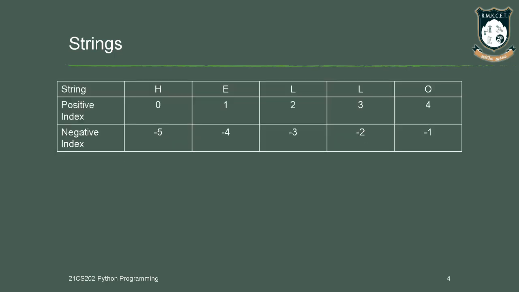Now we shall see how the indexing is done in a string. Here we have positive indexing as well as negative indexing, right? We have taken a string with 5 characters, HELLO. The positive indexing will be from 0 to 4, and the negative indexing will be from -1 to -5. That is, the negative indexing starts from the right hand side to the left hand side, and positive indexing goes from left hand side to right hand side.